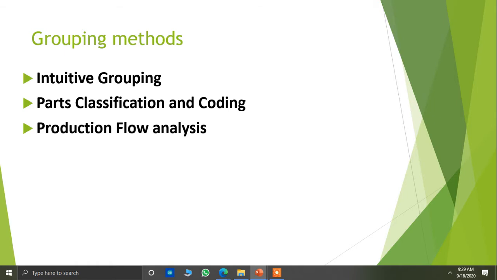And second one is the part classification and coding. This is also kind of grouping where you have a huge assembly line. For example, assembly line for a car or a bike, where the number of parts would be in terms of thousands, tens of thousands, etc. And the third one is production flow analysis. This is a kind of hybrid between both, but it will always deal about production flow. How does the production flow happen, not the design flow. Okay, so let us move on to the grouping, intuitive grouping.